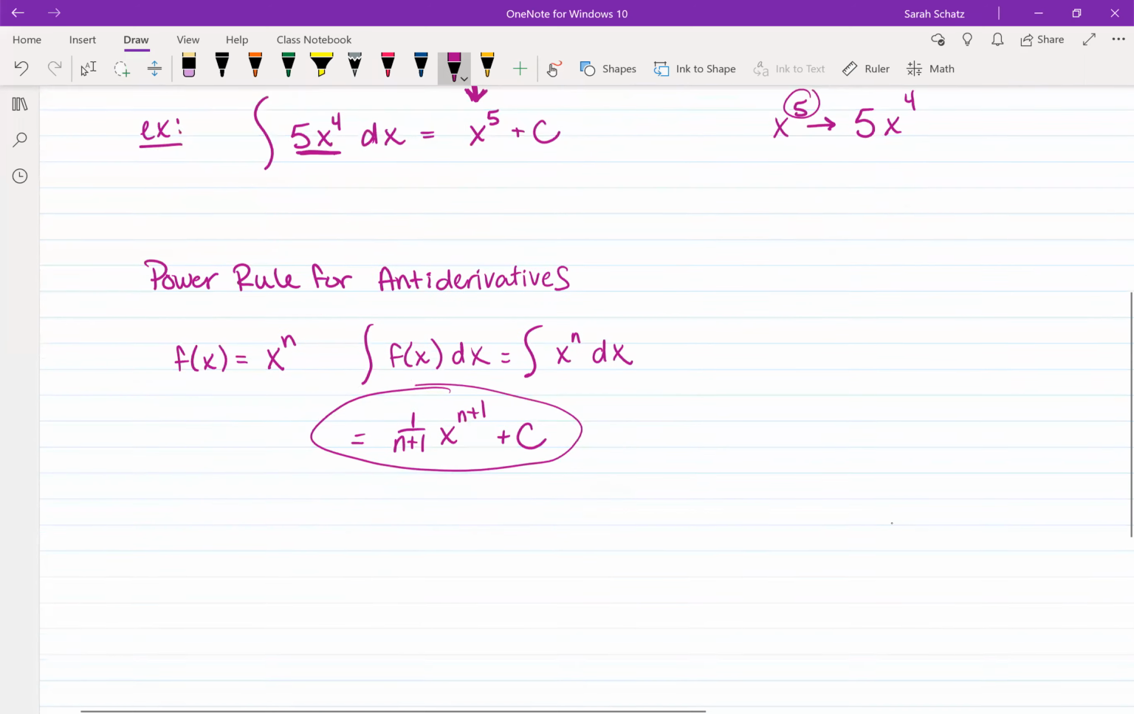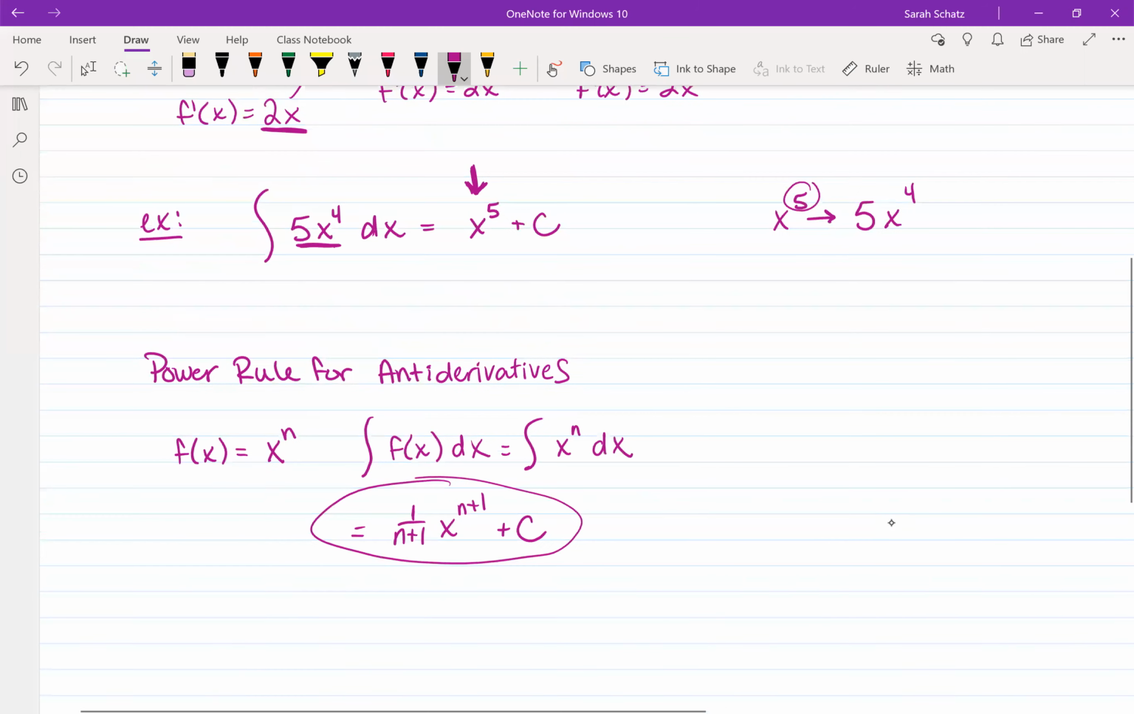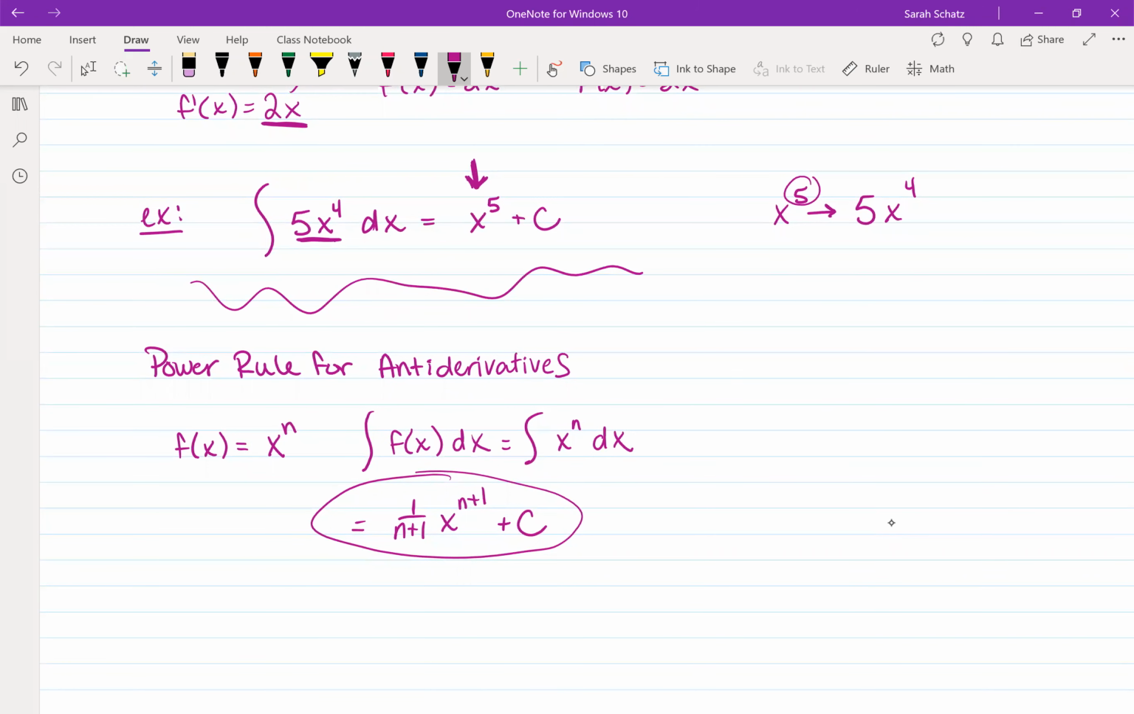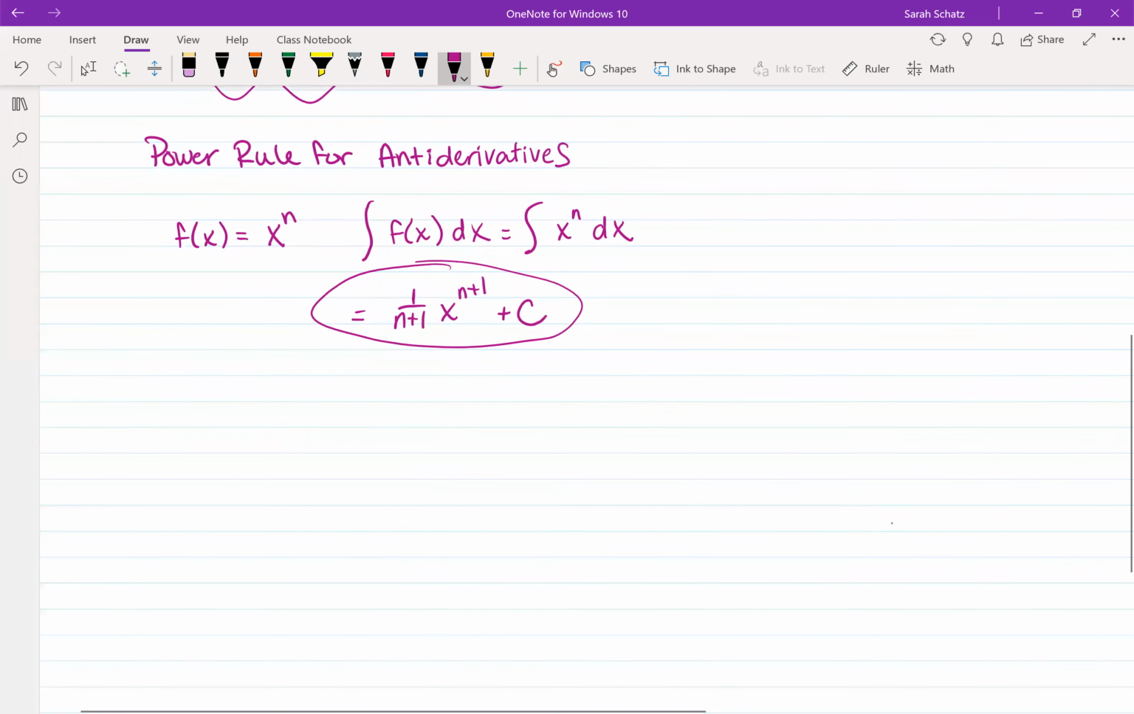So let's use that. This one we just did with thinking, trial and error, what could this be? Now we're going to use the rule so we don't have to do that anymore. So in this example, I want you to take the antiderivative of x to the 7th.